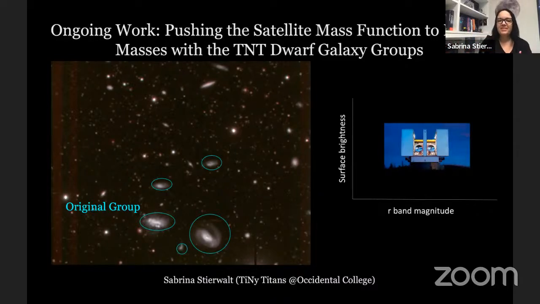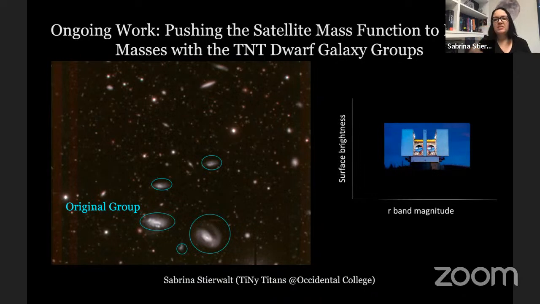So this has been done in Virgo. And so I had no idea if it would actually work in a dwarf galaxy group, which obviously has a lot less mass in it. But the idea is, background objects should separate from foreground objects on this plot, because background objects are going to be fainter, potentially, and they're going to have higher surface brightness because you're taking the same amount of light, but if you move it back, right, it becomes more compact.